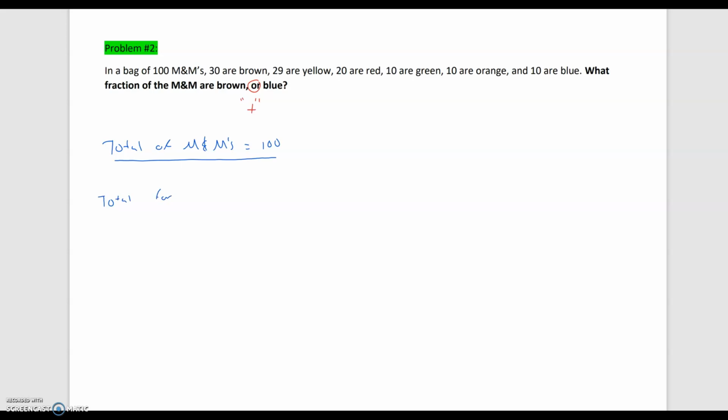So the total for the brown or blue is equal to the total brown, and in this case 30 are brown, so it'll be 30 plus the blue, 10 are blue, or we're looking at 40.